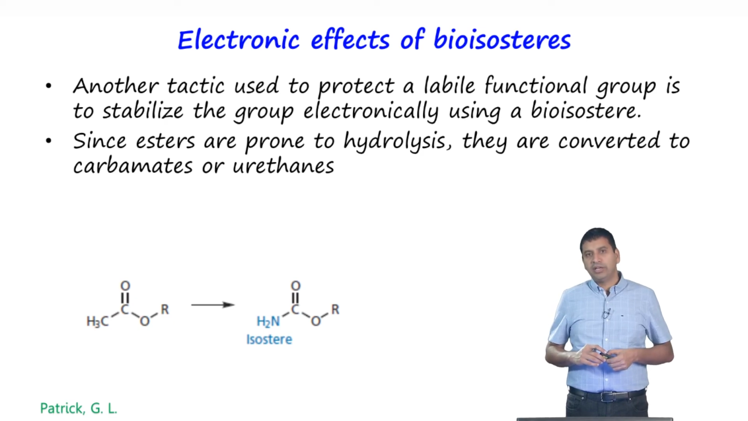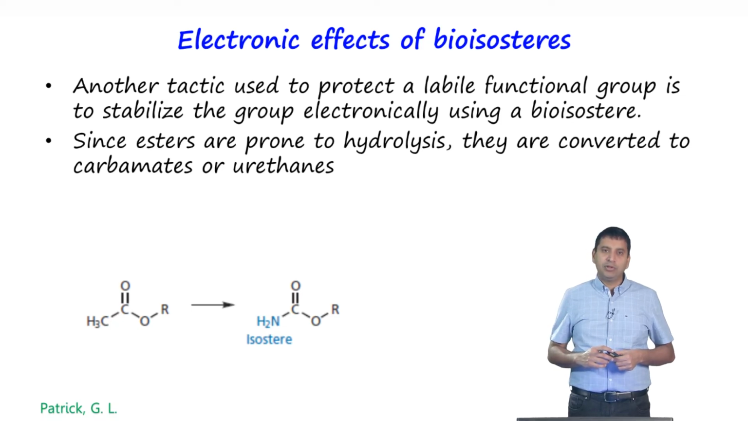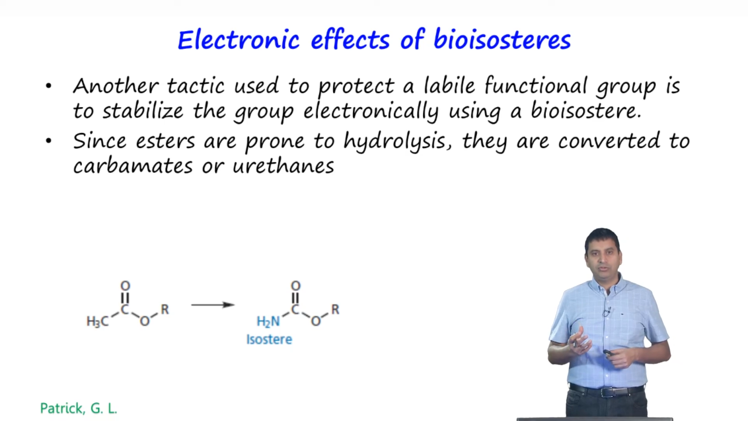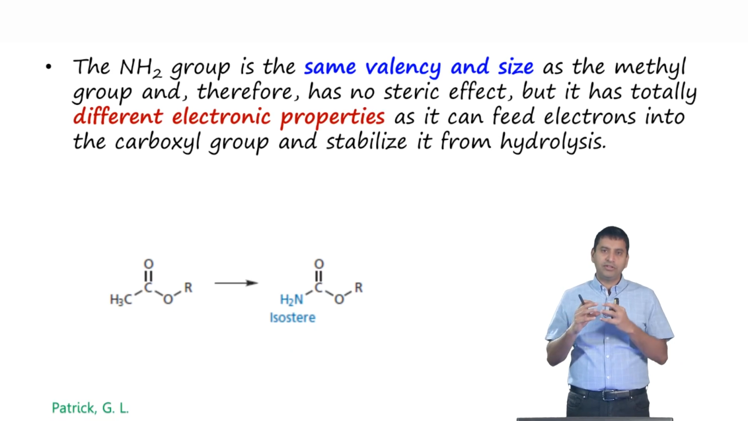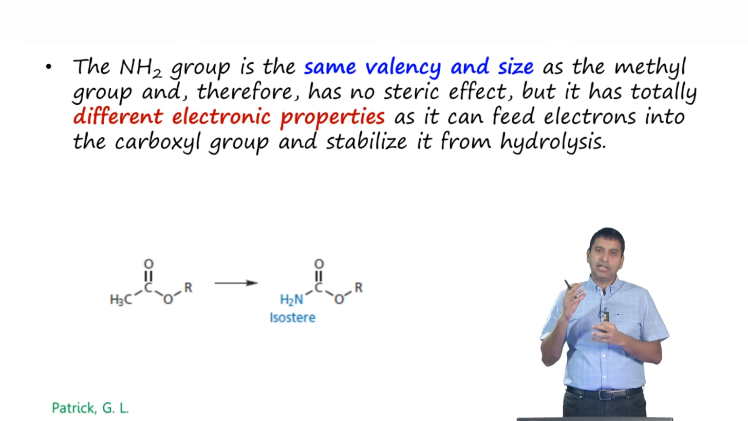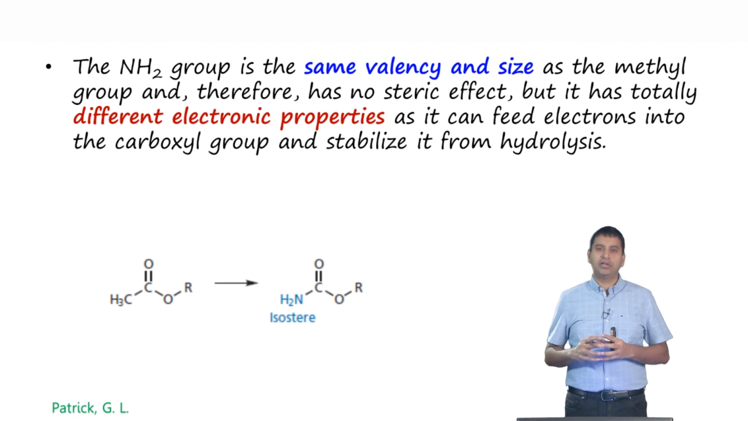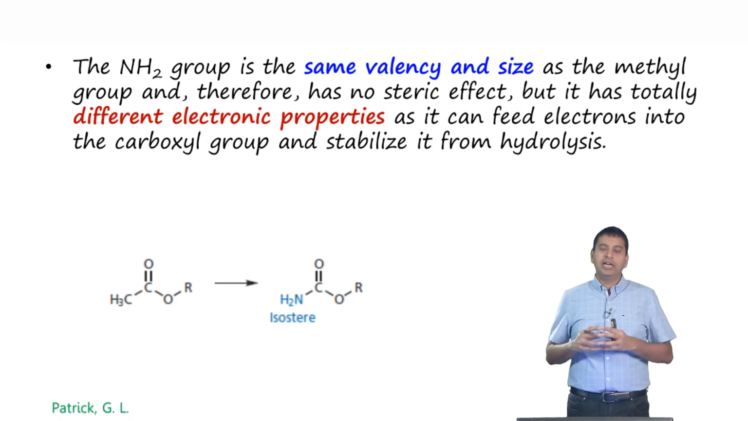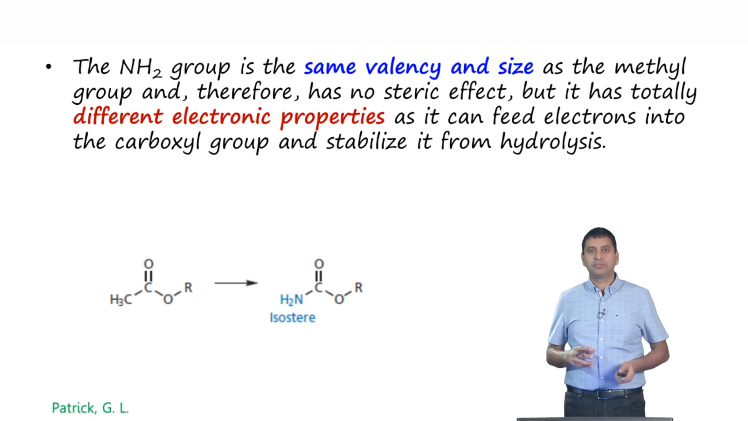The other way in which we can do this is to exploit the electronic effects of bioisosteres. For example, esters are prone to hydrolysis and they are converted to carbamates or urethanes. Here we have replaced the methyl group with an NH2, which is an isostere. The NH2 has the same valency and size, but it has no steric effect and it has very different electronic properties, and therefore, since it is an electron donating group, it stabilizes the group from hydrolysis.